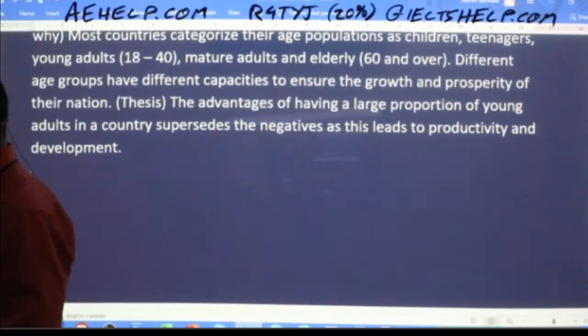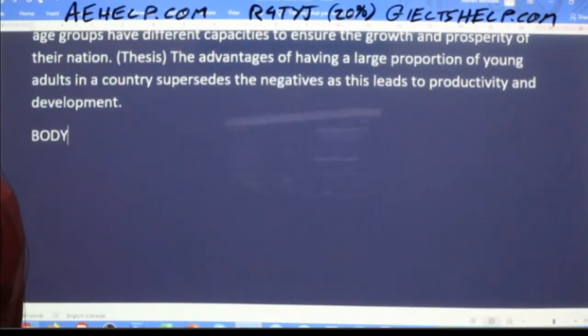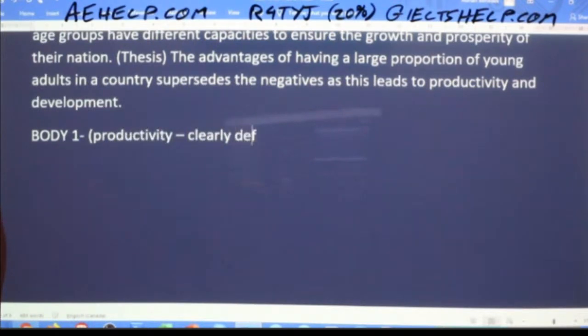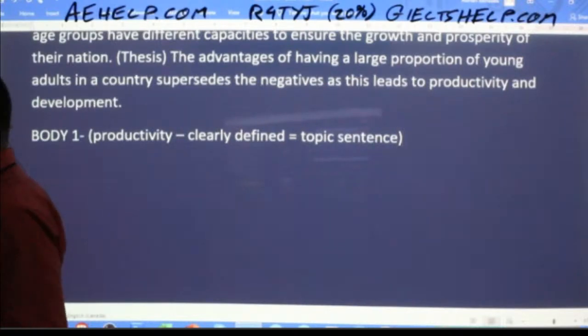Okay. So body paragraph one, everyone, here we go. We're working together on this. So body paragraph one is productivity, clearly defined, equals your topic sentence. Okay. So write your topic sentence.